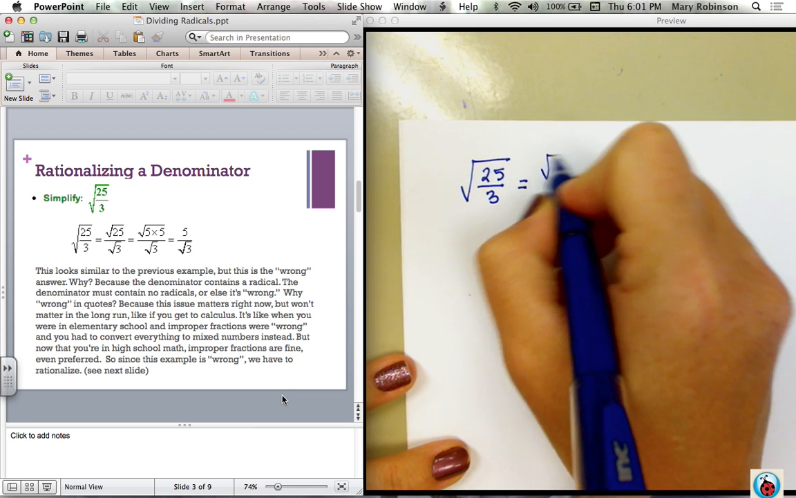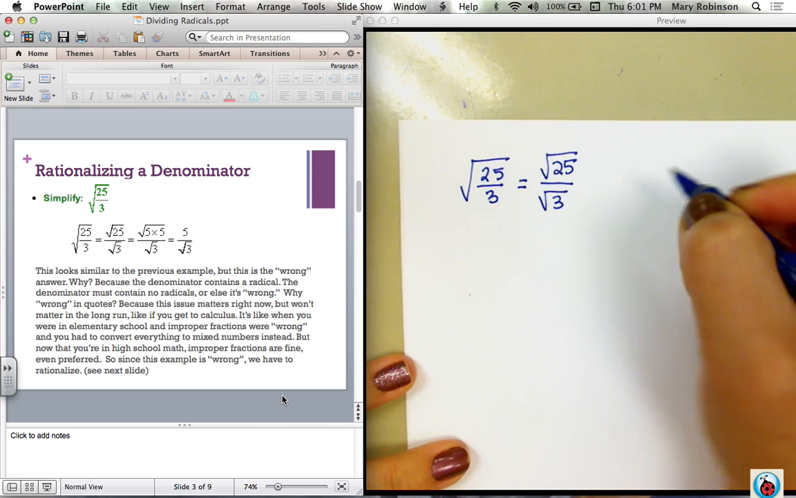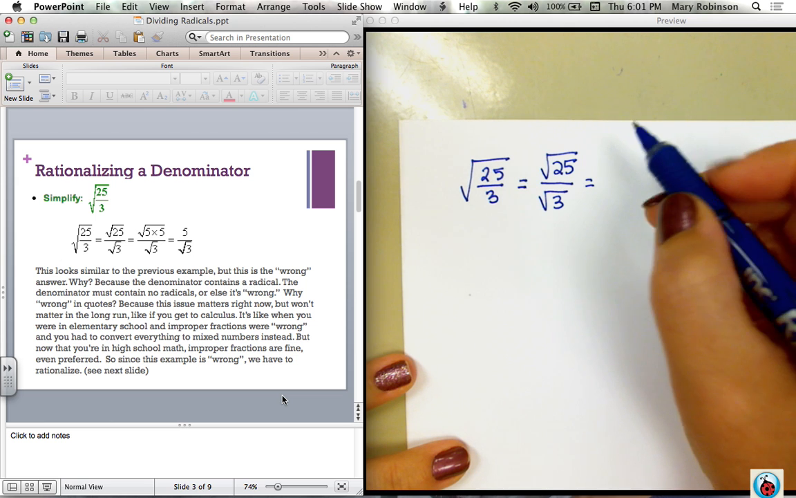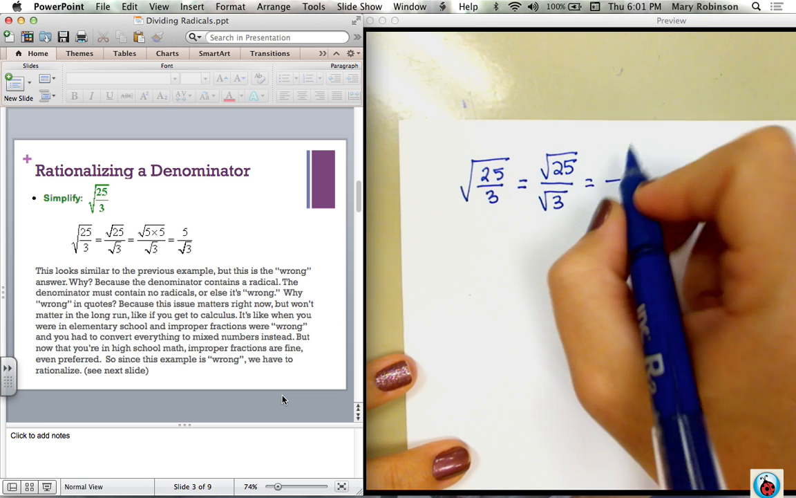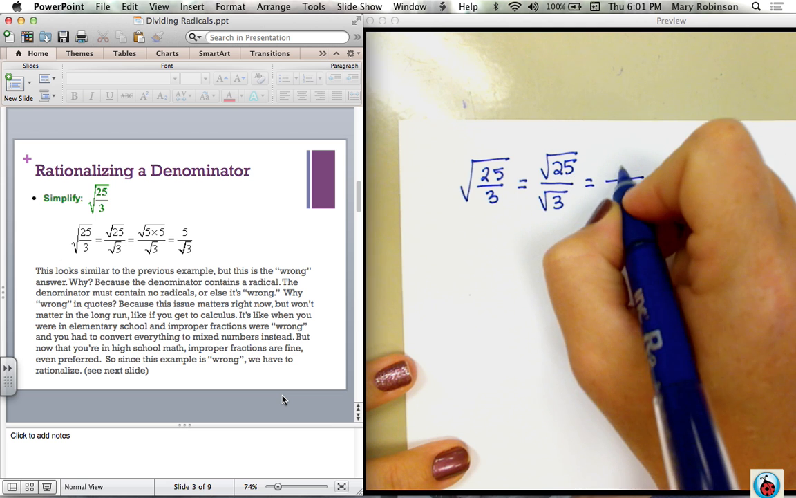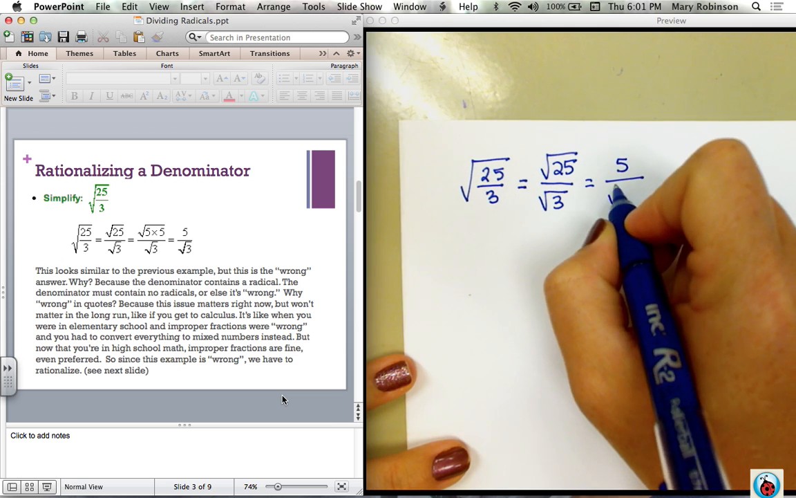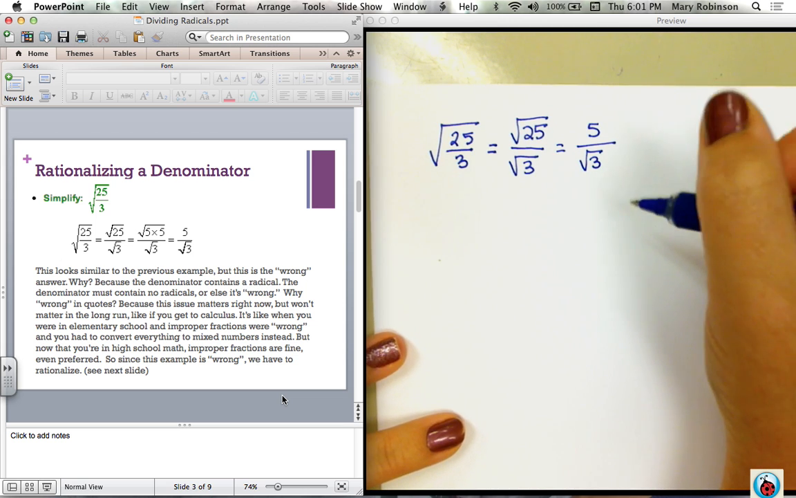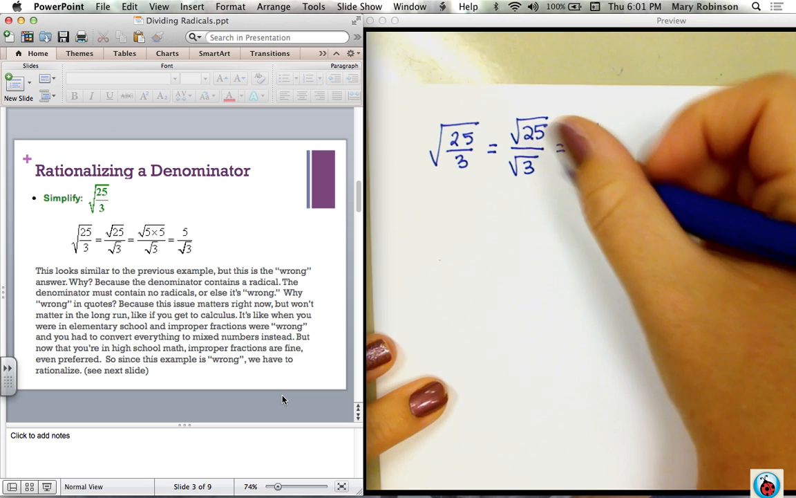So what we want to do is separate our numerator from our denominator and simplify them separately. When we do so, because 25 is a perfect square, the square root of 25 is 5, but we cannot simplify the square root of 3. Normally, we would say, well, there's nothing else that we can do. But this is not the end.